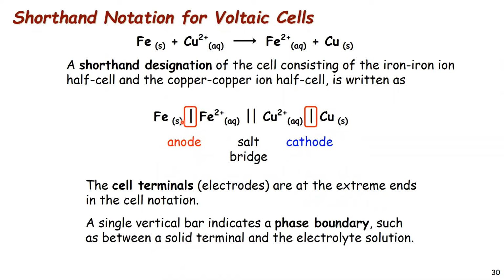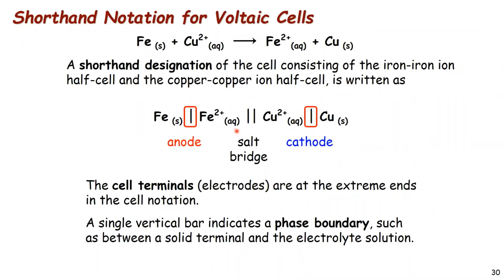A single line simply represents a phase boundary. So in this case, we have a solid and we have an aqueous solution. So the single lines represent phase boundaries. And again, we could have several lines on each side of these, depending on how complicated the cell is.